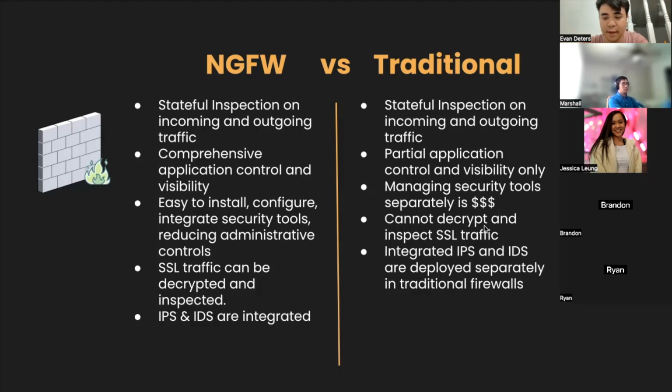Traditional firewalls cannot decrypt traffic. So if you have any encrypted web traffic going through, you're not going to be able to filter that. And with a traditional firewall setup, you typically have a separate device acting as an IPS or IDS, or a separate software. So it's more setup, but less money if you're a small network.